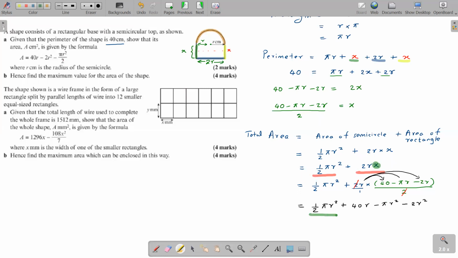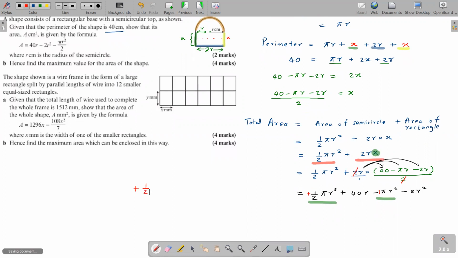I think we can see half pi r square and minus 1 pi r square. Do you see that these are two like terms? Plus half pi r square and minus 1 pi r square. These are two like terms because both of them are pi r square. So you can bring them together and add them. Plus half and minus 1 gives you minus half. So I end up getting here minus half pi r square when I take these two terms that I underline. And then I have the plus 40r minus 2r square. Rearrange in the way that we got.